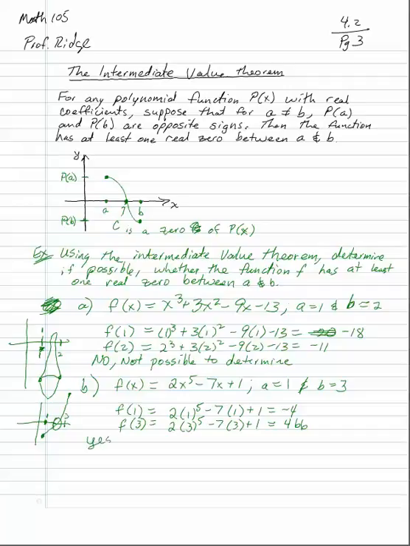So yes, there is at least one real zero between 1 and 3. Okay, there could be 3 of them, there could be 5 of them, but I know there's at least one.